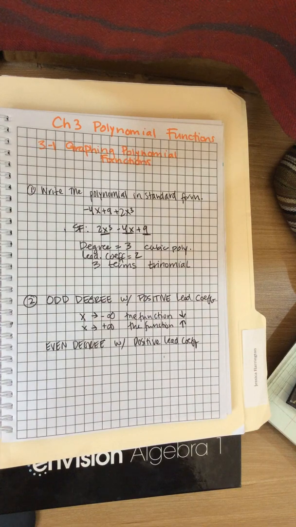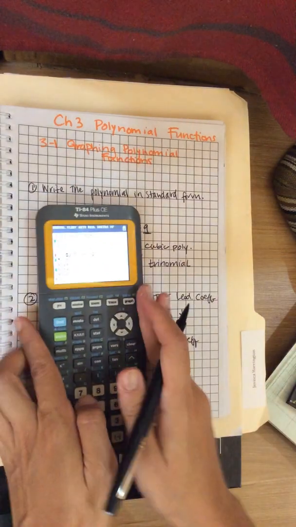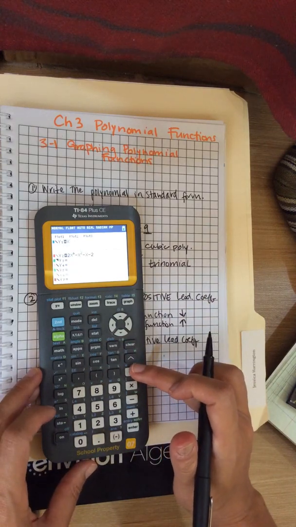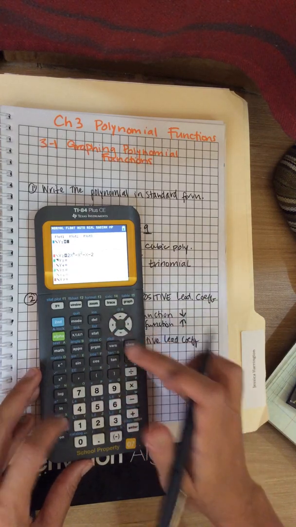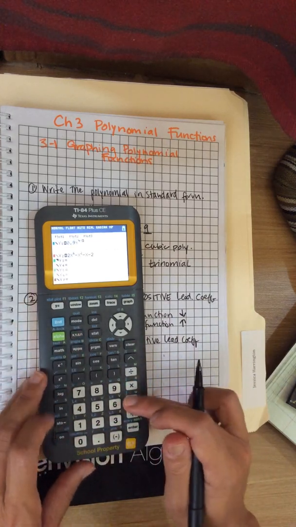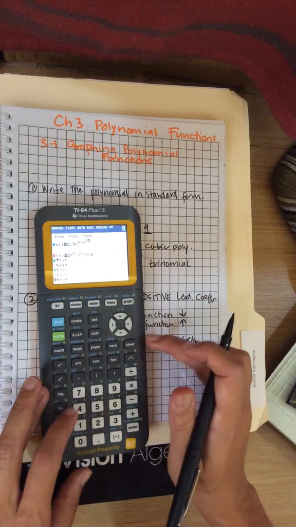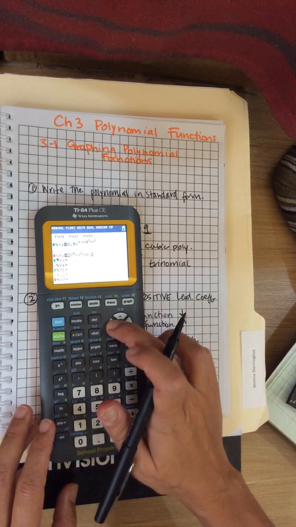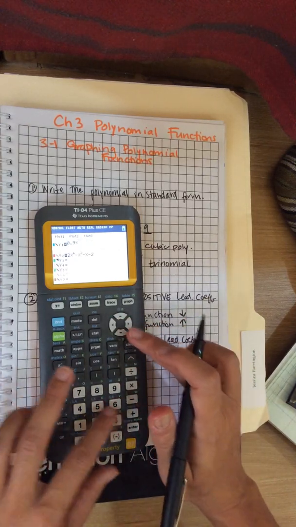Hold on. I think I typed something wrong. Oh, that's got 2 squareds. That's why it's not working. All right, so let's just type the 1. So x, what do they have here? They have 0.9x to the 4th minus 2x cubed plus x squared. Oh, I hate when I do this.